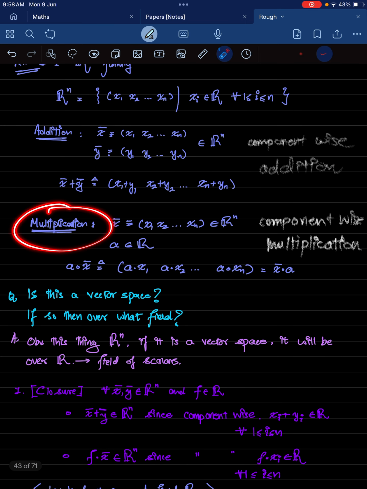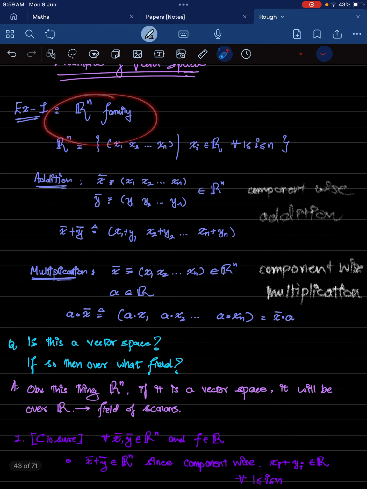Similarly, for scalar multiplication, there is x1, x2 all the way to xn, that's the x vector. There is a scalar, and the scalar belongs to the set of real numbers. Then a times x, or x times a, however you prefer to call it, is a times x1, a times x2 all the way to a times xn. This is also a vector, and this is component-wise multiplication. And anything from the Rn family is actually called a real vector. If instead of Rn I had Cn, where all the components were complex numbers, then this would be called a complex vector.